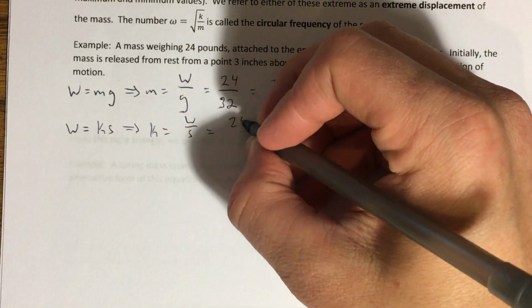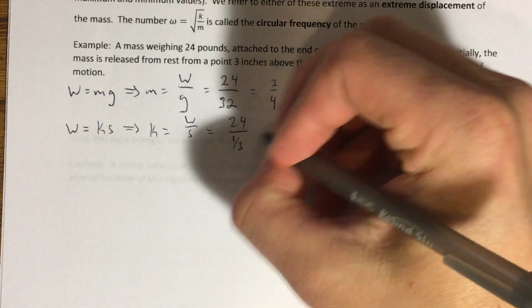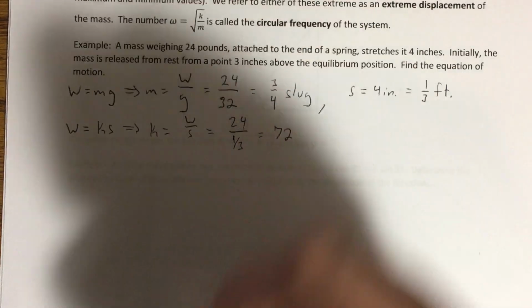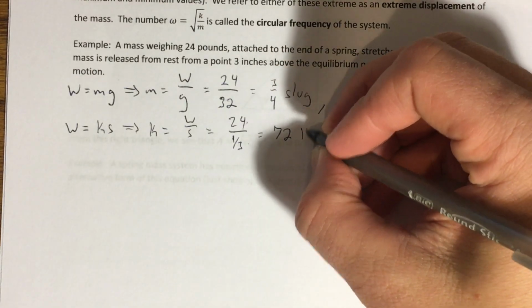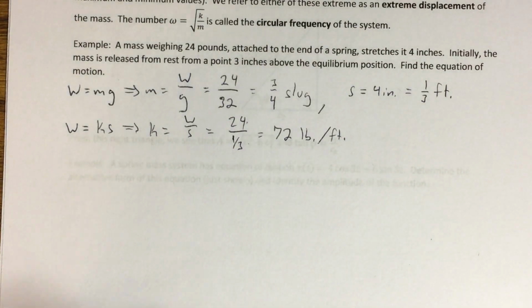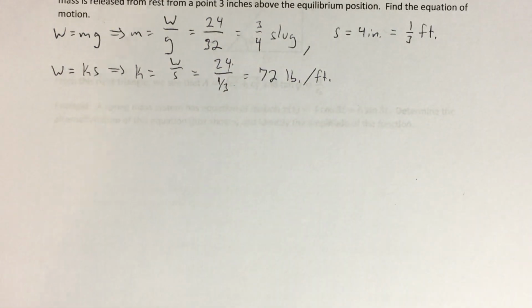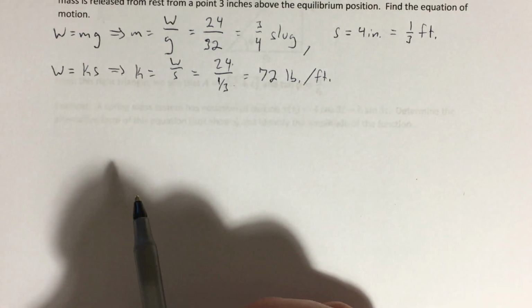W, we know, is 24, and S, we also know, is 1/3 of a foot. This is equal to 72. The units here are pounds per foot, not pound feet. I don't really need those units anywhere else, but I'm going to write it down just so it's there. So that follows from Hooke's law.